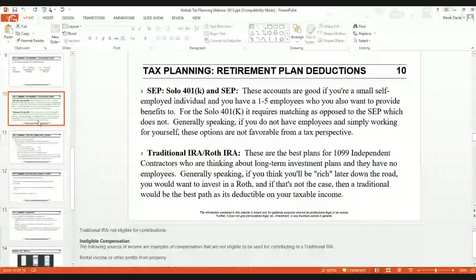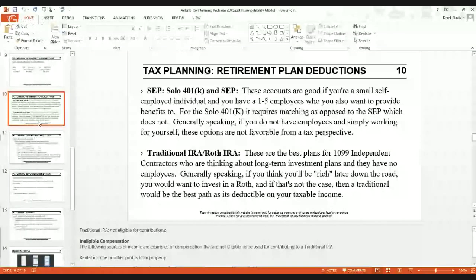With the traditional IRA, you're able to take the tax benefits now, and when you withdraw from those funds, that's when you get taxed, whereas the Roth IRA is after the fact. You invest now and you're not able to take any tax deductions, but when you withdraw from the account, you receive it tax-free.